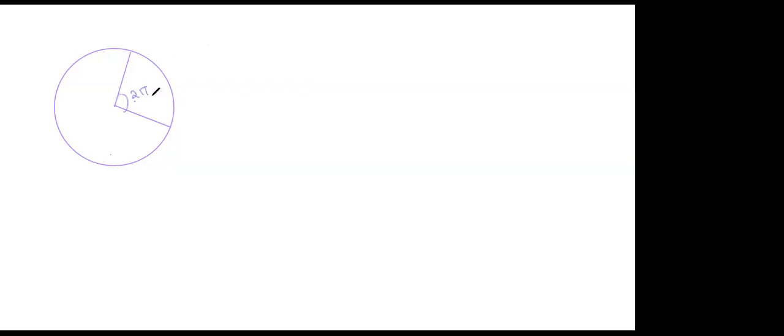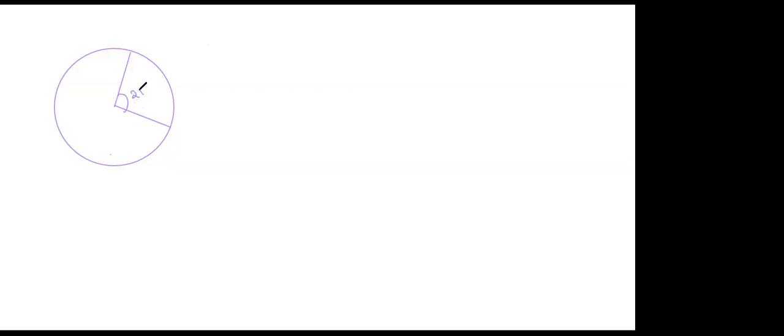Okay, so here it is. Let's say 60 is too less here. Let's make it 2 pi by 3. They have given 2 pi by 3, and this one is 10 centimeters. Please find the arc length.